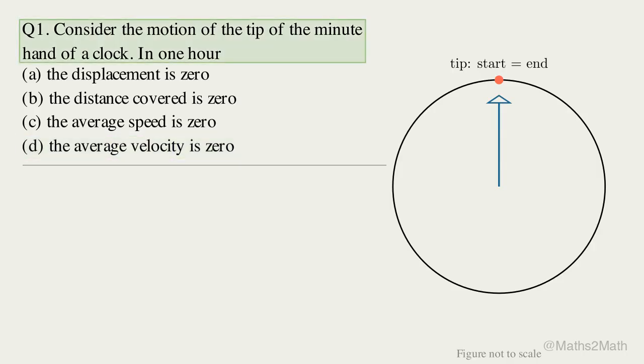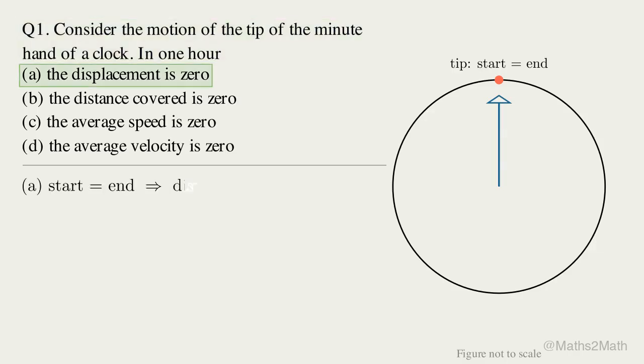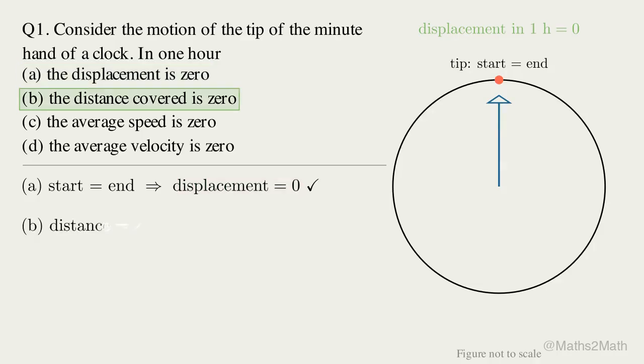What does this mean? In 1 hour, the tip goes exactly once around the circle and returns to its starting point. The tip ends exactly where it began, so the displacement, final position minus initial, is 0. Option A is correct. But the tip traced the full circle.